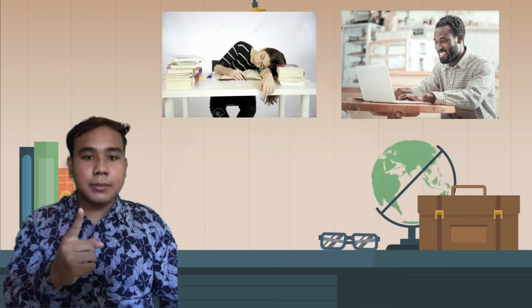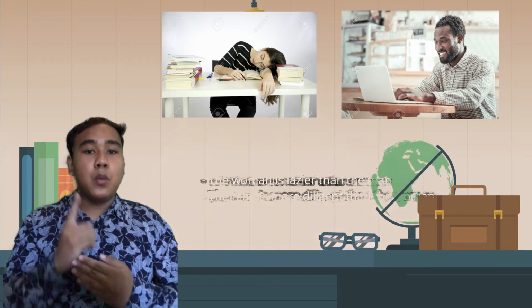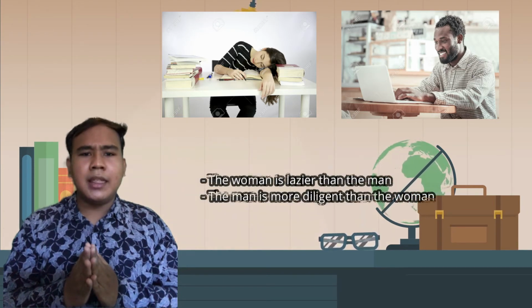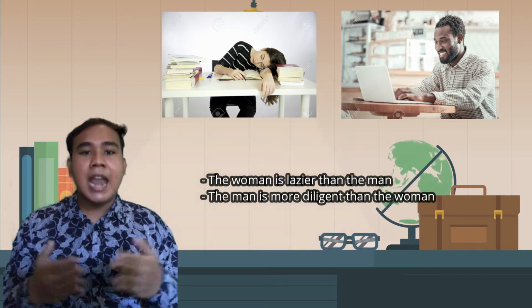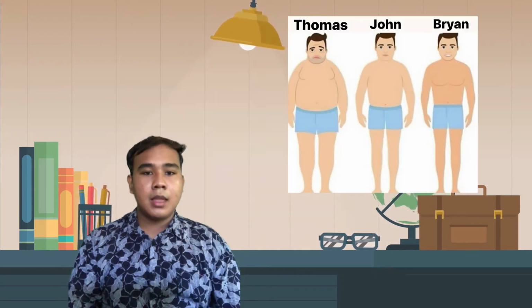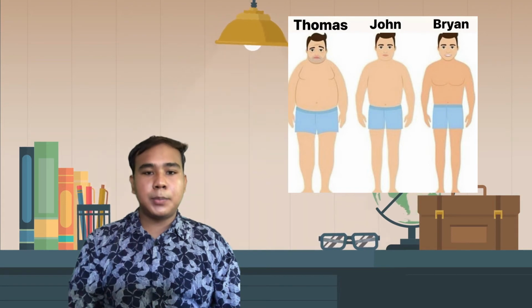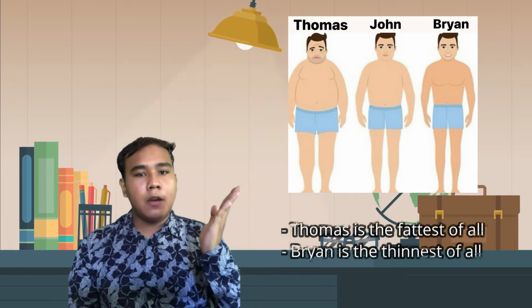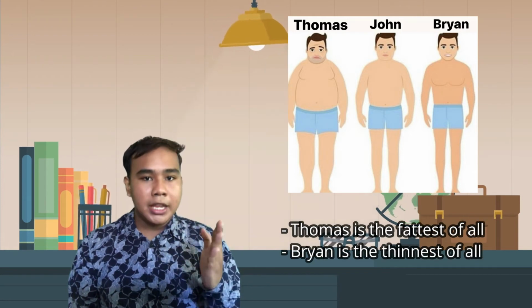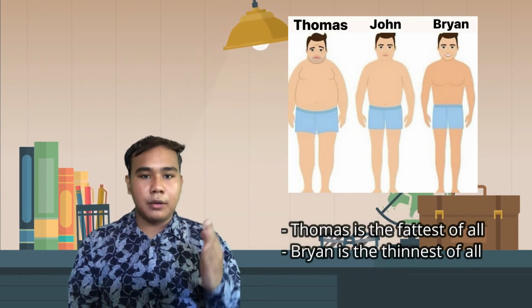Here are some possible comparisons. The woman is lazier than the man. The man is more diligent than the woman. Can you make a superlative comparison between the three men? Here are some possible superlative comparisons. Thomas is the fattest of all. Brian is the thinnest of all.